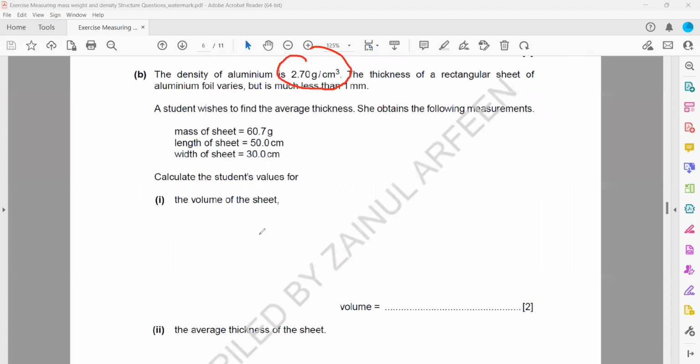So if we need the volume, we have the formula that density is mass over volume. To remember this formula, remember this triangle: density, mass, and volume. So if I need the volume, volume is mass divided by density.